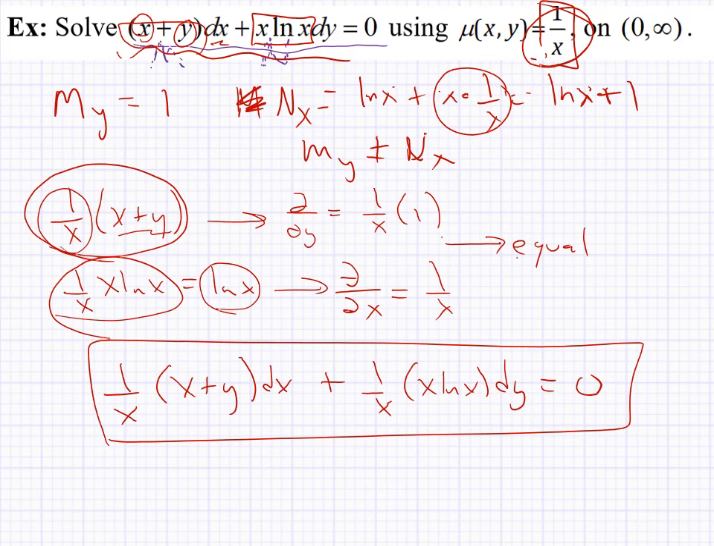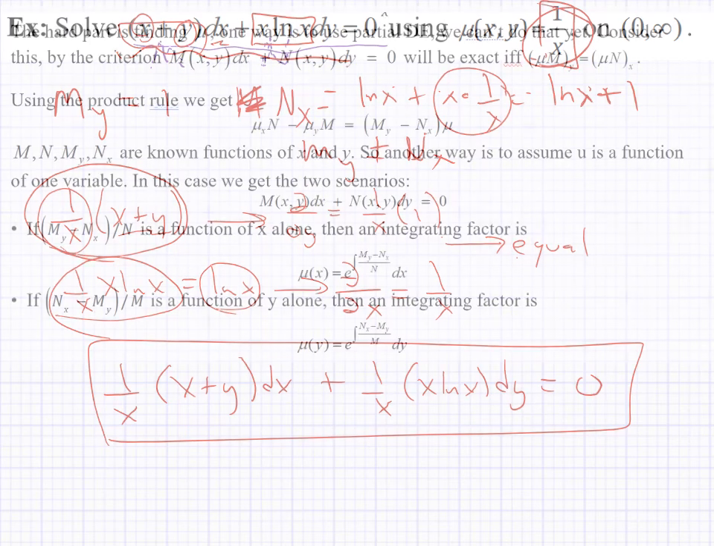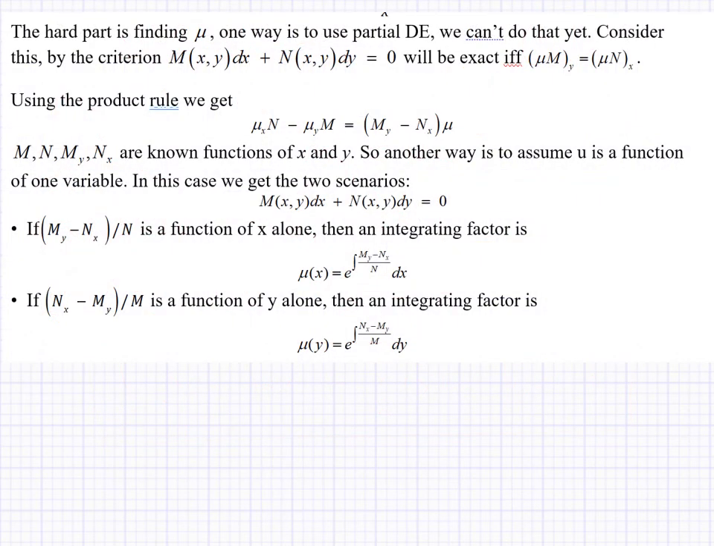But this isn't always going to work. So the question is, okay, when is this going to work out? That I can find some function mu, that integrating factor. And how do I find the function? So the way we're going to do this, and we have to simplify it a little bit, but the hard part for finding mu is to come up with a way of doing it.